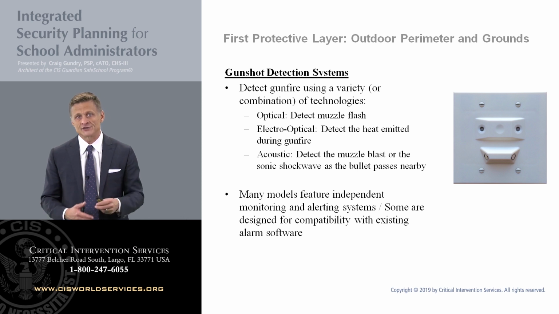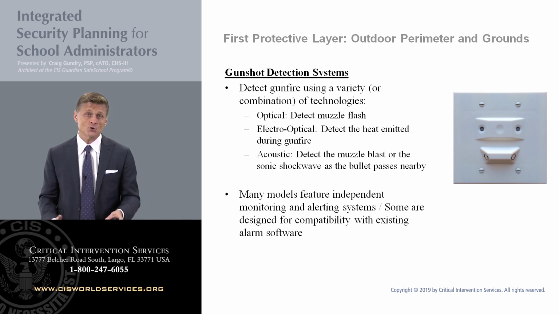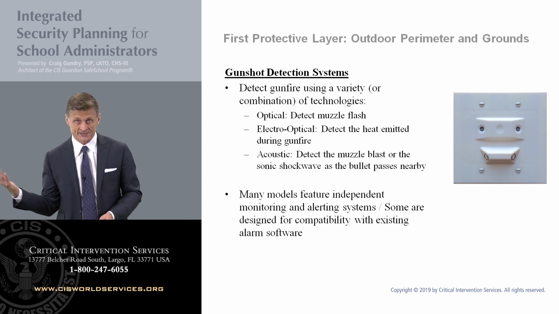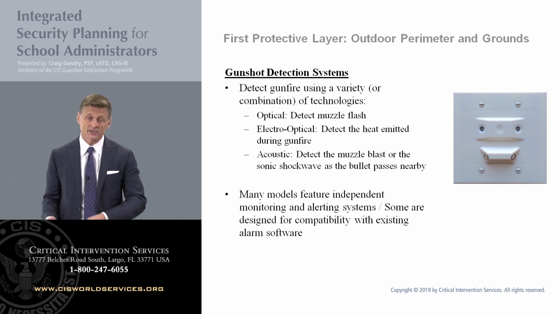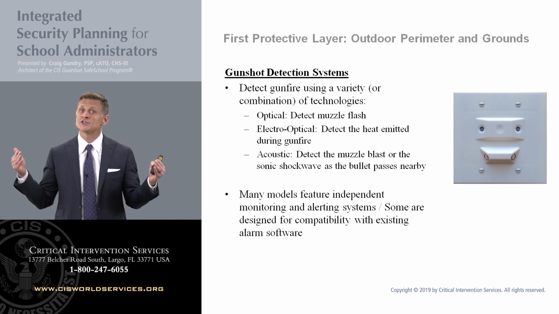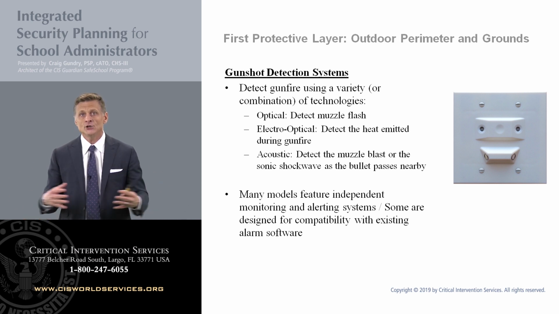Now, many of the models of these systems that are out there on the market feature independent monitoring and alerting systems. In other words, a standalone software package or perhaps a monitoring system or station somewhere that, when a gunshot signal is detected, audibly listens to it to verify the fact that it is a gunshot before it initiates some type of alert. Other types of sensor systems can just simply integrate with an existing security management software, such as Secure 9000 or some other similar type of system that integrates intrusion detection sensors.